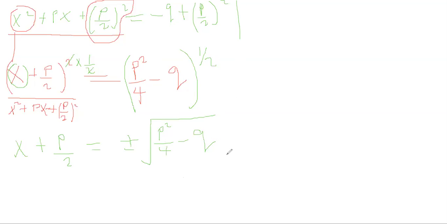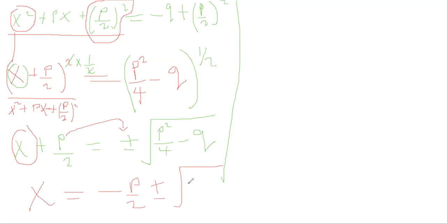At the end of the day, this is what we are interested in: x. So all we need to do is to move this. This should come to this side of the equation. Then we will have our formula: x equals minus p over 2 plus or minus the square root of p squared over 4 minus q. So we solve the problem.